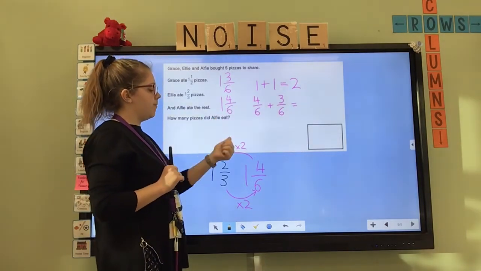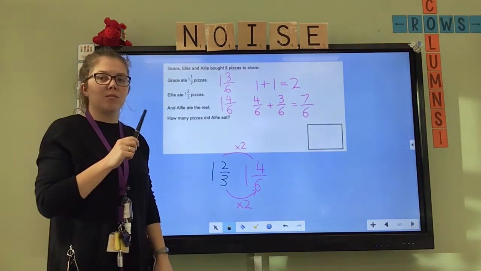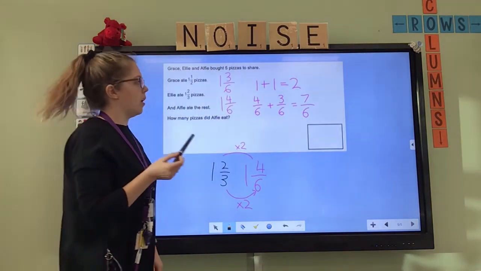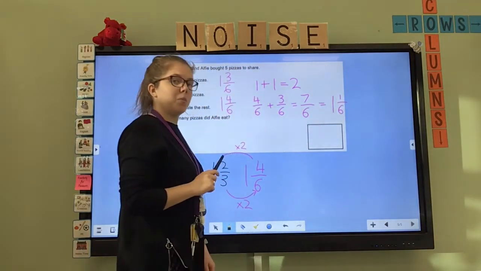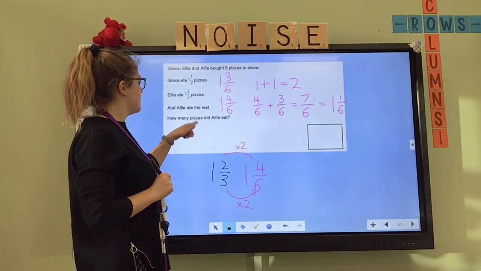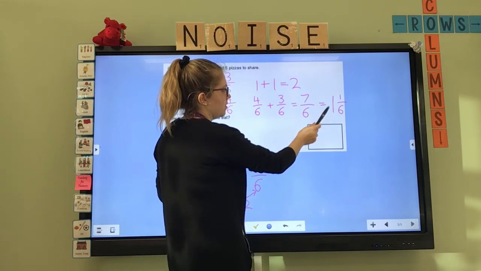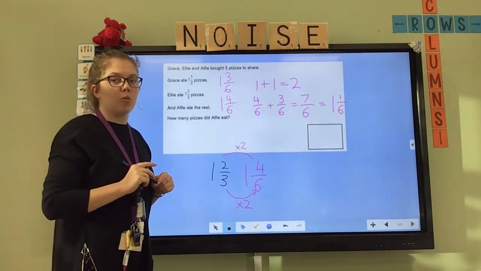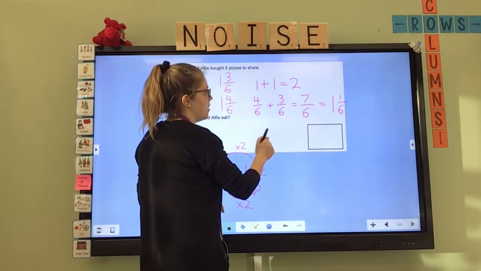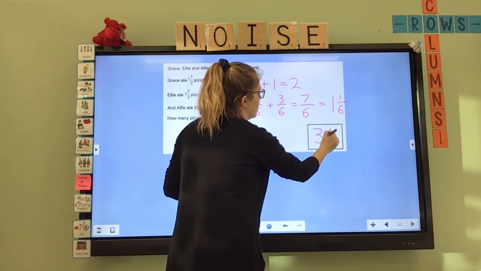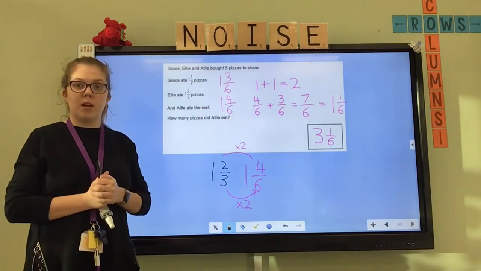So 4, 5, 6, 7. If I've got 7/6, what have I actually got? I've actually got 1 and 1/6. So what's my final answer? How much pizza did Alfie eat? Because he ate the rest. We've got to do one more bit of adding. We've got 1 and 1/6, add 2 wholes. So we can ignore the sixth and just think I've got 2, add 1, which will give me 3. So the answer is 3 and 1/6 is the portion that Alfie ate of the pizza.